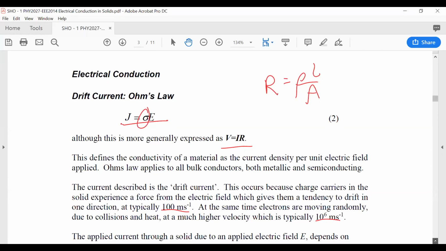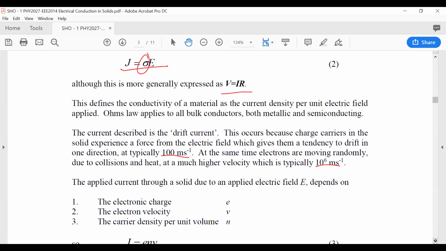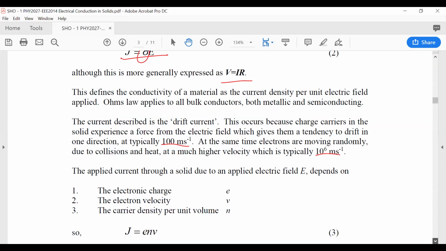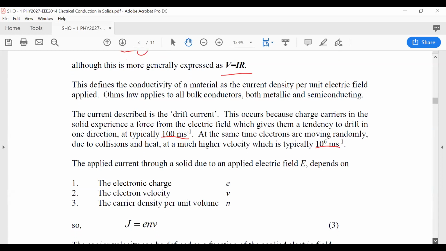And so then there's the question, well, how does this really help us calculate the current? Well, the current flow through a solid due to the application of this electric field is going to then be dependent on the electric charge E, the electron velocity V, and the carrier density per unit volume, which is N. So you can put this together to work out the drift current, which we're going to call J now. And you can see that J is equal to ENV.